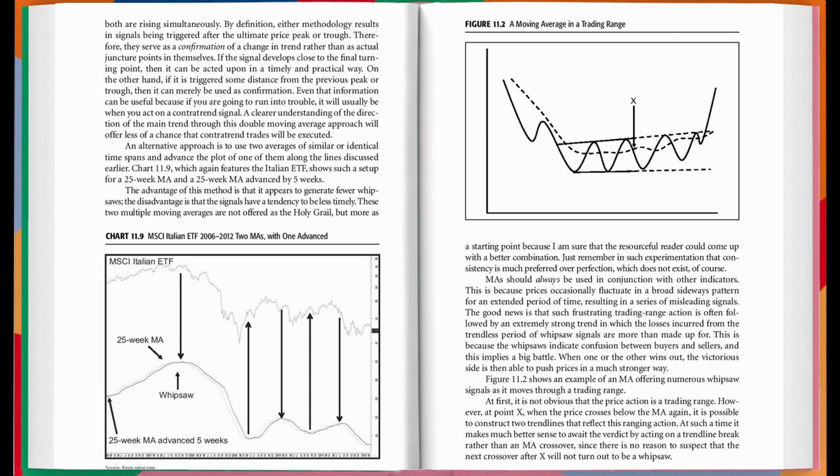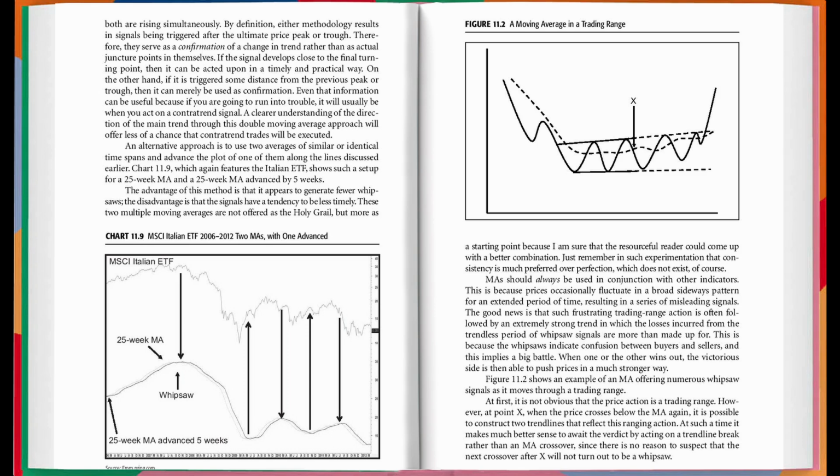If the signal develops close to the final turning point, then it can be acted upon in a timely and practical way. On the other hand, if it is triggered some distance from the previous peak or trough, then it can merely be used as confirmation. Even that information can be useful because if you are going to run into trouble, it will usually be when you act on a contra-trend signal. A clearer understanding of the direction of the main trend through this double moving average approach will offer less of a chance that contra-trend trades will be executed.